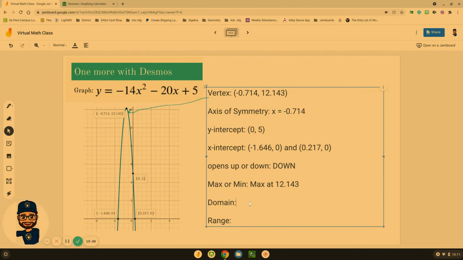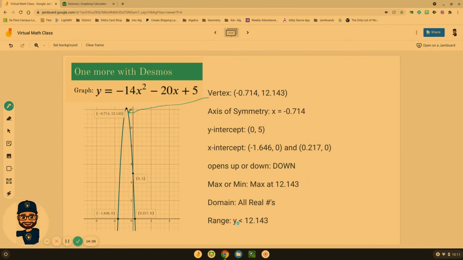The domain, probably getting sick of hearing it, but the domain is always going to be all real numbers. And the range, well, it's y. Because we have a maximum, and that's the highest spot, all of the y's have to be smaller, which is less than or equal to, what's that y value up there? 12.143. y is less than or equal to 12.143. So hopefully you understand the differences between graphing by hand and graphing using Desmos and how to process or use the different steps for each one.